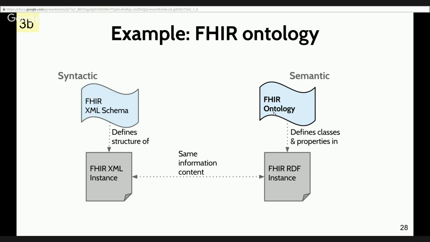So here's an example illustration for FHIR. On the left-hand side, if you're talking about the FHIR XML representation, then you would have some instance data on the lower left, and there's a schema that defines the structure of that instance data on the upper left. Now, once we do the lift and we bring that into the RDF representation on the lower right, now we have the RDF instance of this FHIR. But then the structure of that is defined by the FHIR ontology on the upper right, and that defines the classes and the properties that are used in that instance.